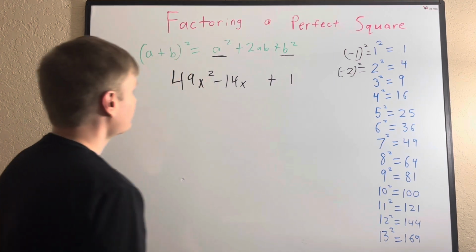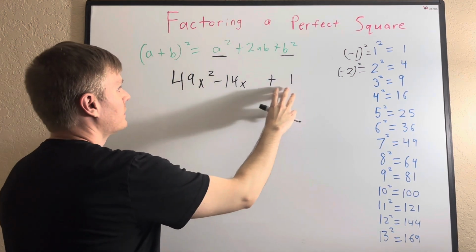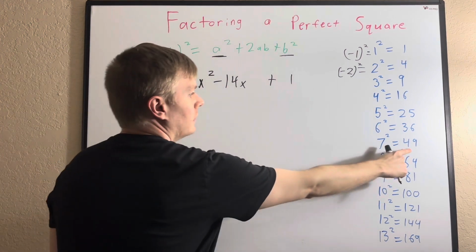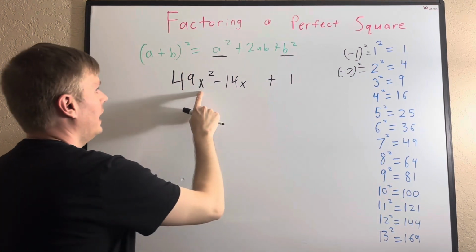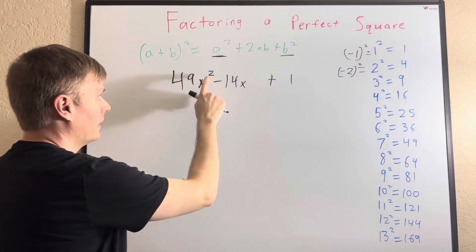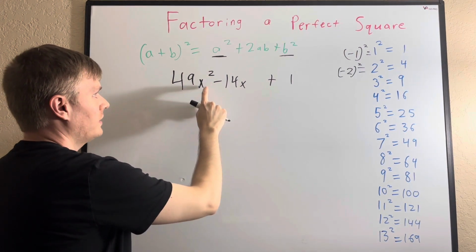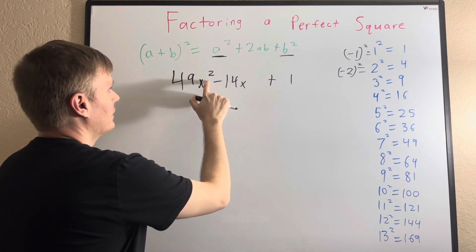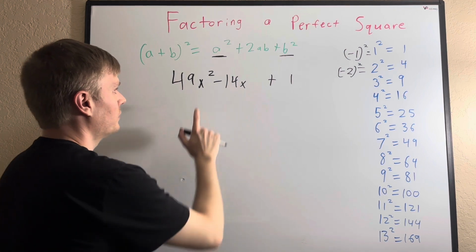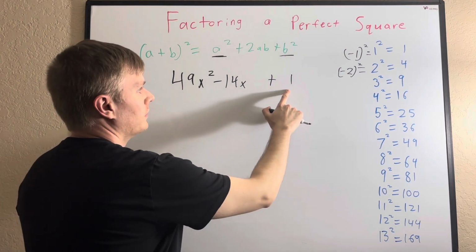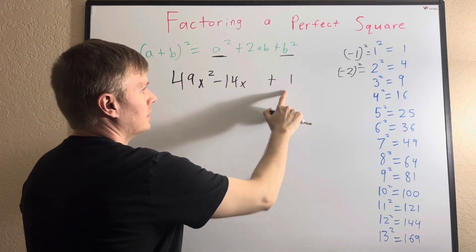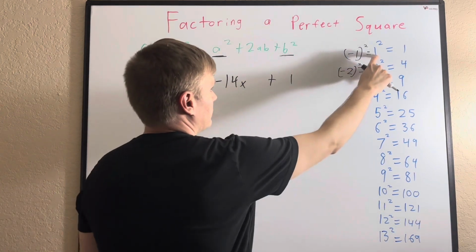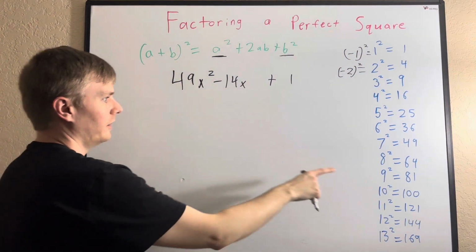Anyways, do we have perfect squares in this example problem? Yes. 49 is a perfect square, 7 squared. X squared is also a perfect square. Gotta remember that variables with their exponents, you take the square root a little differently with those ones. So, square root of x squared is just x. What about over here in this potential b? Yeah, 1 is a perfect square. Could be -1 or +1. Could be -7 or +7. We don't know.